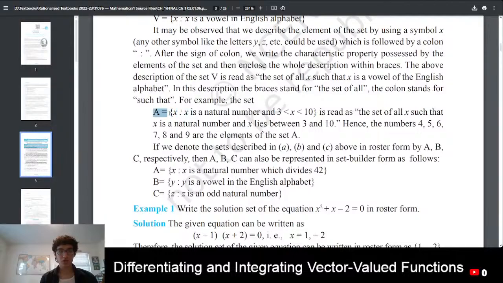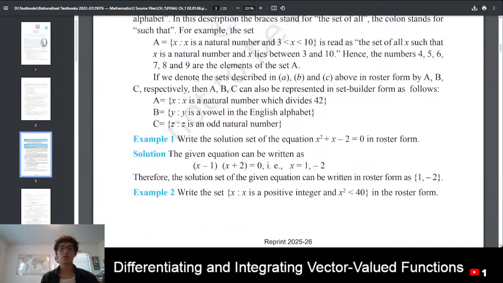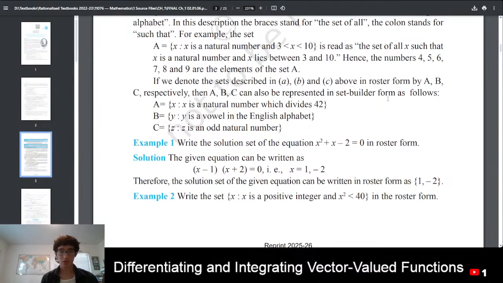So if you did this over here, it would be A is equal to the set of all X such that X is a natural number and 3 is less than X is less than 10. Or instead of saying 3 is less than X is less than 10, you can say X lies between 3 and 10. Hence, the numbers 4, 5, 6, 7, 8, and 9 are all the elements of the set A. If you note the sets described in A, B, and C above in roster form, then A, B, and C can also be represented in set builder form.